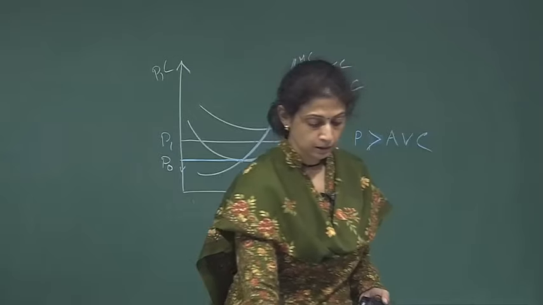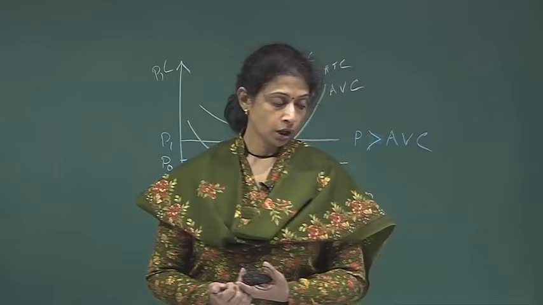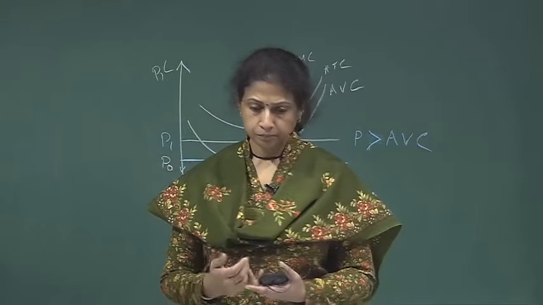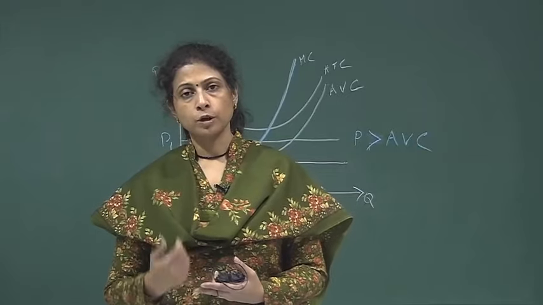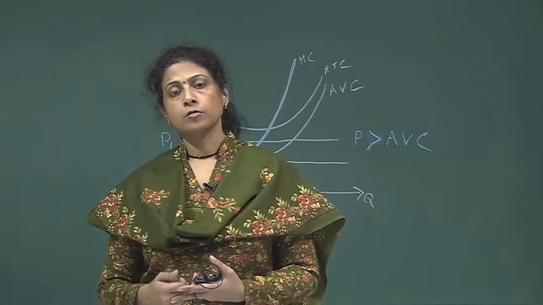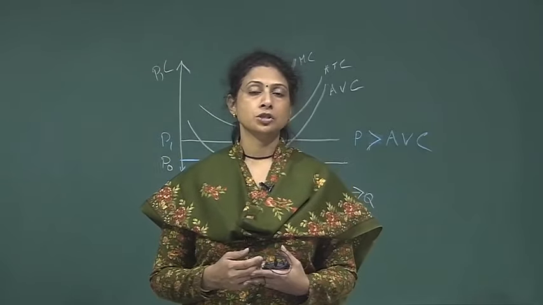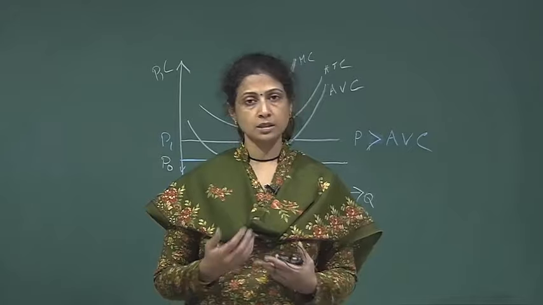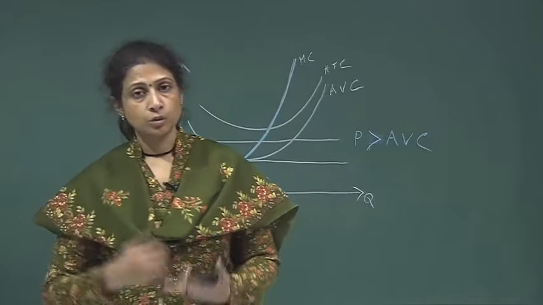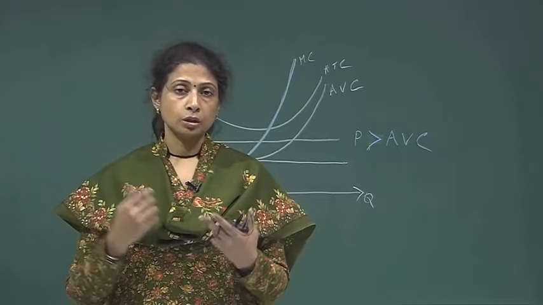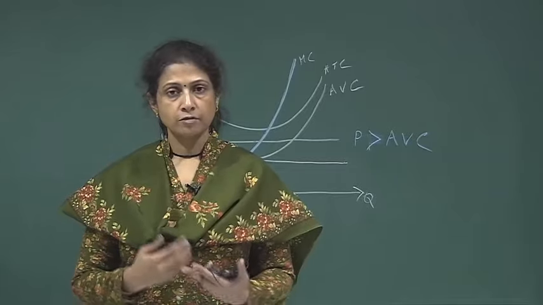So that brings us to the end of our discussion on how the perfectly competitive firm decides its level of output, how it decides its supply decisions in the short run, and how it decides whether to stay in business, whether to shut down in the short run, and whether to exit the market in the long run. These are the discussions that we have done so far.